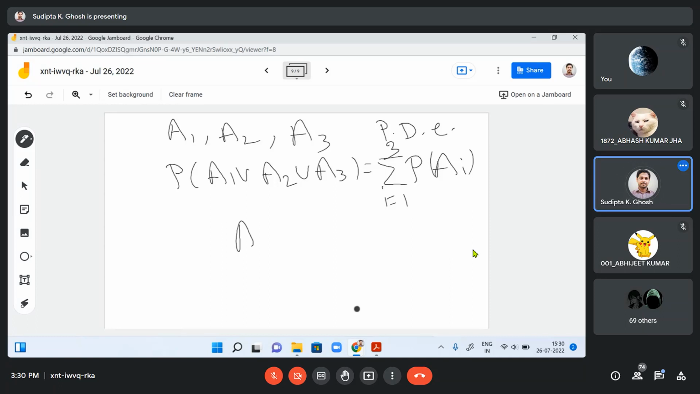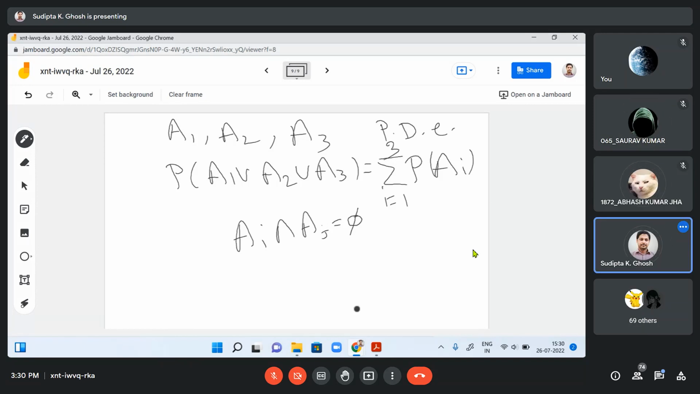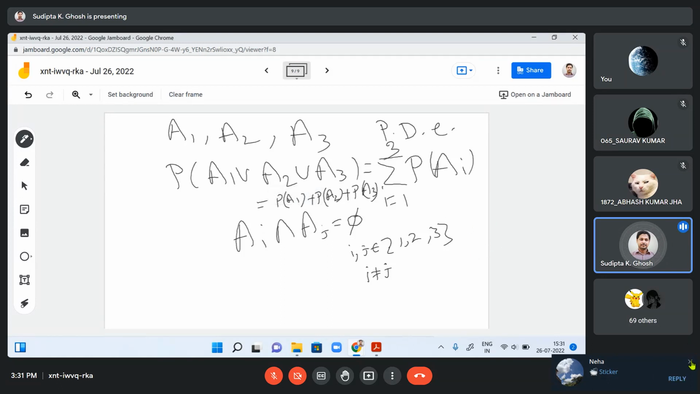Pairwise disjoint means what? Ai intersection Aj is equal to phi, for i, j belonging to 1 to 3 and i not equal to j. Am I correct? So therefore, the probability of A1 union A2 union A3 is equal to the summation of these, that is, the probability of A1 plus the probability of A2 plus the probability of A3. We are going to use this, so just remember this line.